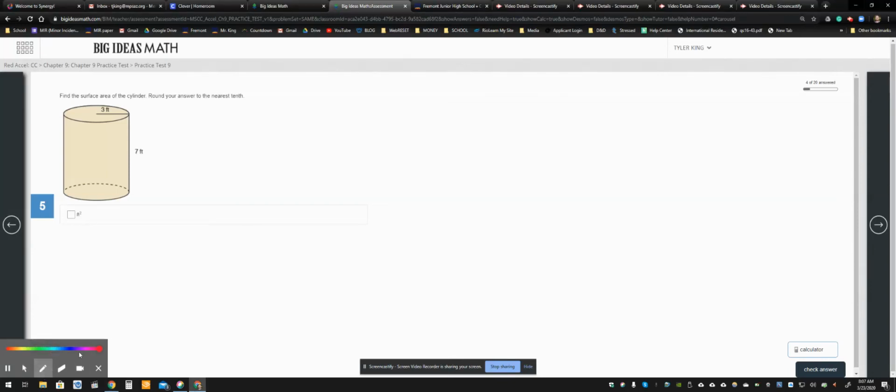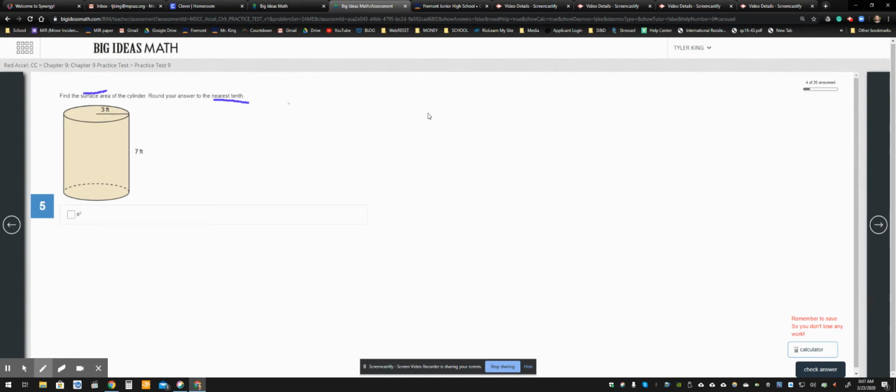Okay, so looking at this, we are trying to find the surface area of the cylinder, and we want to round our answer to the nearest tenth. So we're looking for the surface area of the cylinder, which is the area of all of the surfaces.